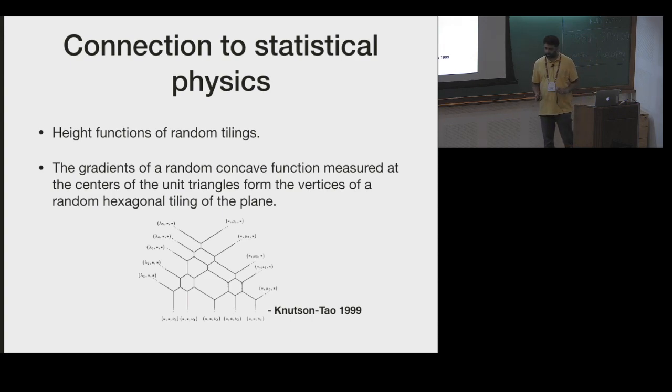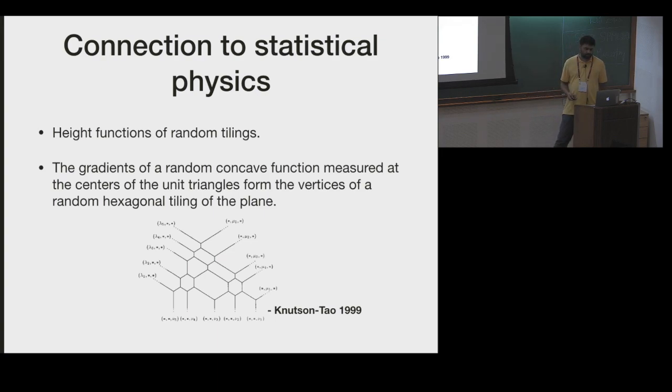This is related to statistical physics, because if you take a random concave function on an equilateral lattice and you measure the gradients on the faces, or rather the little triangles that make up the open sets between the interstices, those gradients form the vertices of what's called a honeycomb. And these are all hexagons. The lengths of the sides are variable, but the angles are all 120 degrees. And these come up when you want to model large planar molecules with atoms of different sizes, for example.